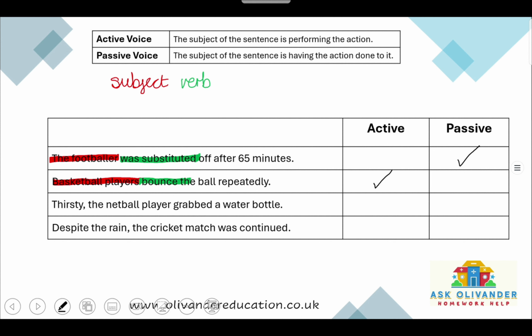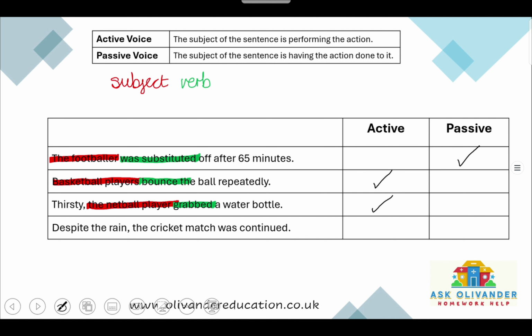In the next example, they have added a level of complexity by not starting the sentence with the subject. We can, however, quickly realise that the sentence is not about thirst, but is about the netball player, and that they are therefore the subject of this sentence. Once we've overcome this, we can quickly see that it is the subject of the sentence, the netball player, who has grabbed the water bottle, and therefore they are performing the action. The sentence is therefore active.